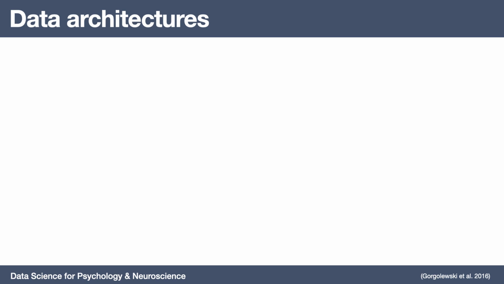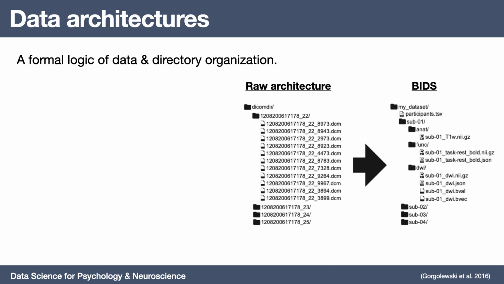For formal data architectures, you want to understand first what they are before we dig into how they're organized. So a data architecture itself is just a formal logic of data and directory organization. How do you label your files? How do you label your directories? Where do you store the metadata? Where do you put the meaningful information that describes, let's say, the organization of the experiment? Where do you put the meaningful metadata that describes what a trial is or how a subject was run? And this was the major inspiration for BIDS.